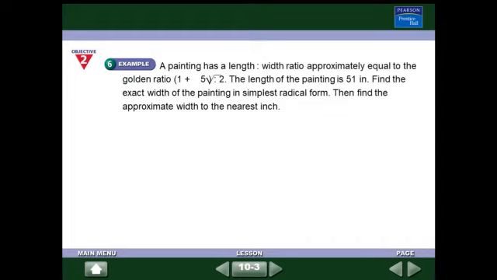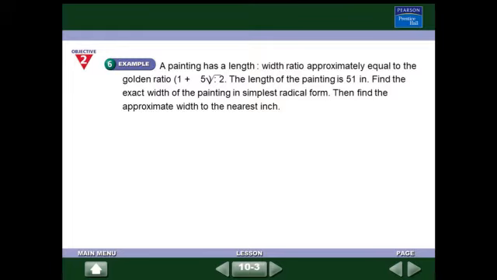Another example. A painting has a length with ratio approximately equal to the golden ratio 1 plus the square root of 5 over 2. The length of the painting is 51 inches. Find the exact width of the painting in the simplest radical form. Then find the approximate width to the nearest inch already.